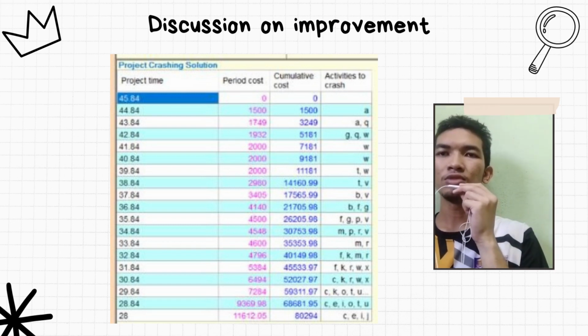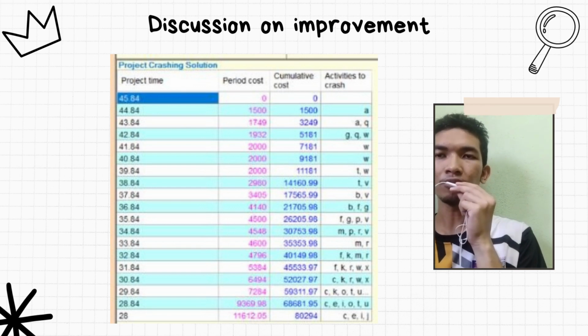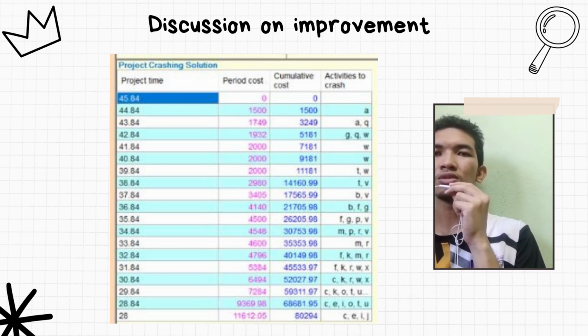Apart from that, we will narrow down to the section on discussion and improvement. By referring to this table, activity A should be crashed because it has the lowest crash cost per day, which is 1,500 ringgit. This indicates that reducing the duration of activity A will have the least impact on the project budget compared to other activities. Activity A alone cannot be crashed to improve the total project completion time.